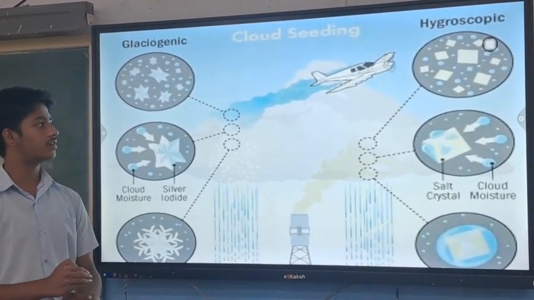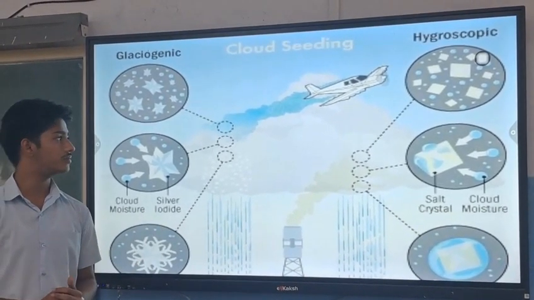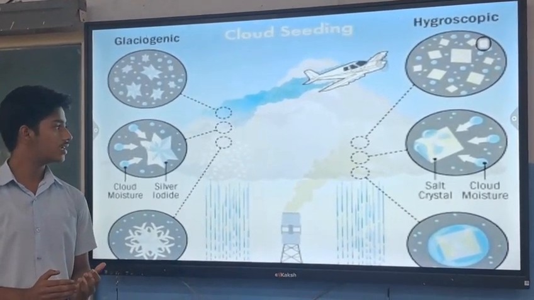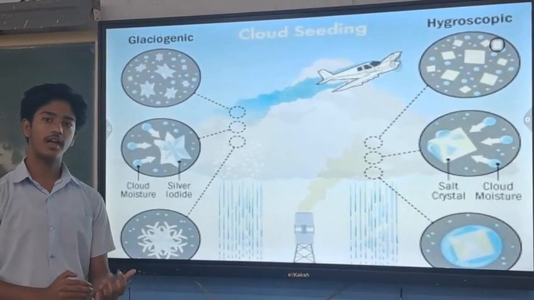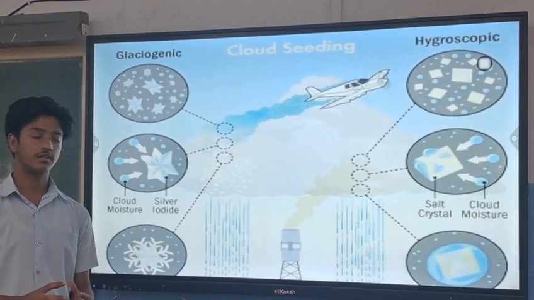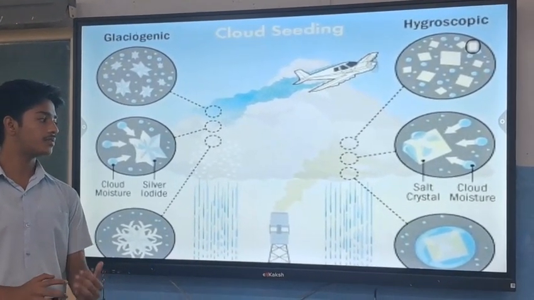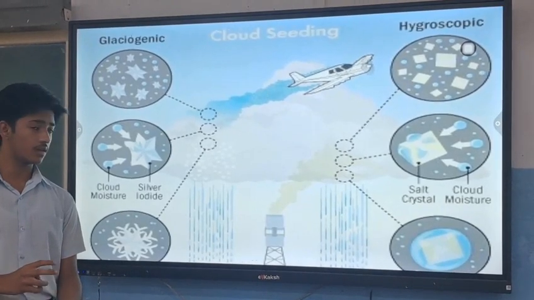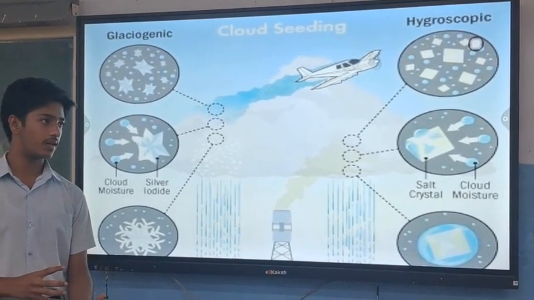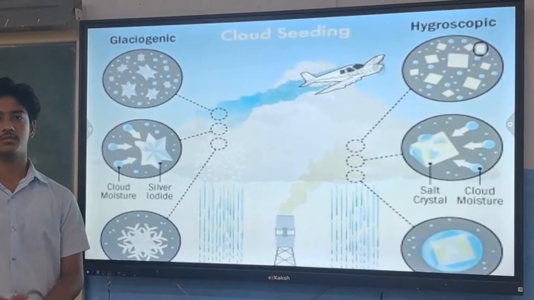Another way of cloud seeding is hygroscopic cloud seeding. In this process, it involves the adding of salt crystals to the clouds, where it attracts all the water moisture, and then it helps in the formation of larger droplets, and then they grow and fall in the form of precipitation.